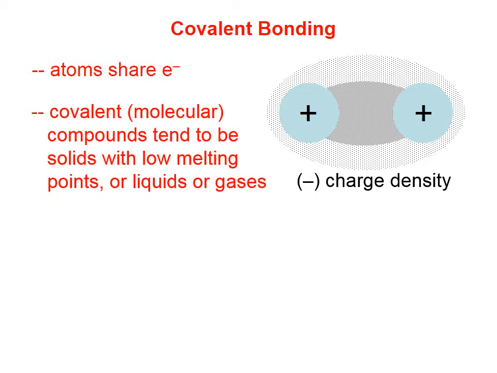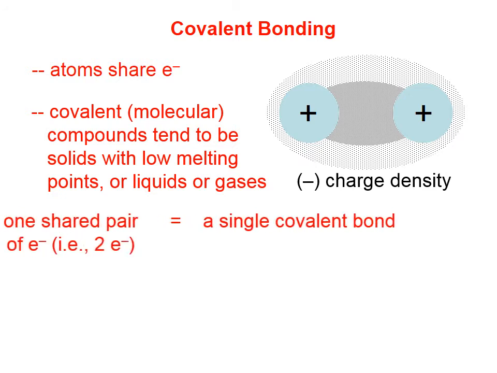Covalent, or molecular compounds, tend to be solids with low melting points, or liquids, or gases. What are some common gases? Oxygen, nitrogen, carbon dioxide. Those are all molecular compounds. They all contain nonmetallic elements. Covalent solids, anytime you hear the term covalent solid or molecular solid, the first thing that should pop into your head is butter. Molecular solid, butter. It has a low melting point and consists entirely of nonmetallic atoms.